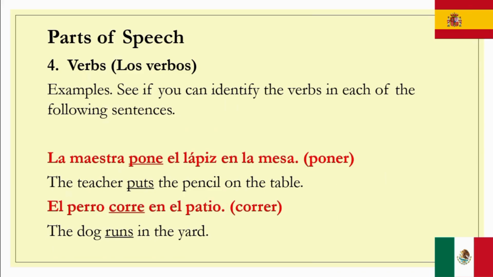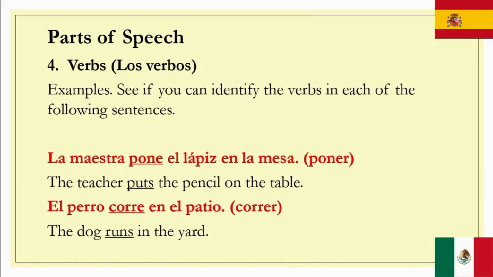So let's see some examples here. See if you can identify the verbs in each of the following sentences. So we underline the verb being used. The teacher puts the pencil on the table. La maestra pone el lápiz en la mesa. So puts is the verb being used, and the Spanish infinitive for this is poner, but because la maestra is in third person singular, we must also conjugate the verb in order to agree with it. So, pone is the third person singular conjugation for this. Okay, la maestra pone el lápiz en la mesa.